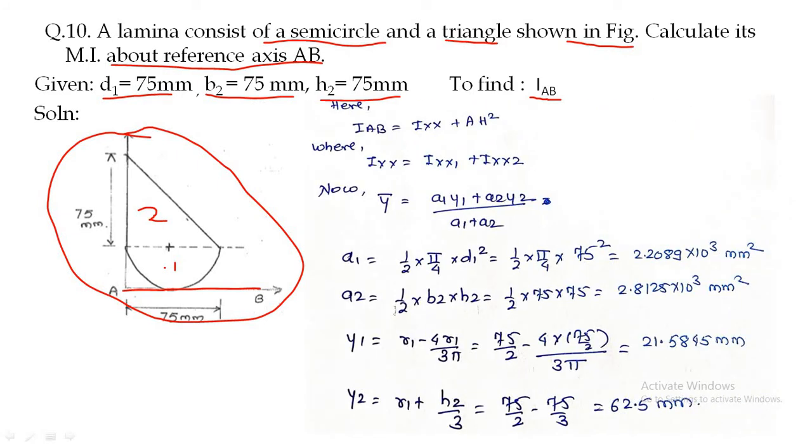What we have to find is IAB. As I have told you, IAB will be parallel to some XX axis of this combined plane. This plane will have its own horizontal centroidal axis that we will denote by XX. So it will be IXX plus AH square. A is the area of the total plane, that is, the sum of the area of the semicircle and triangle. H is the distance between this axis AB and the horizontal centroidal axis of the whole plane.